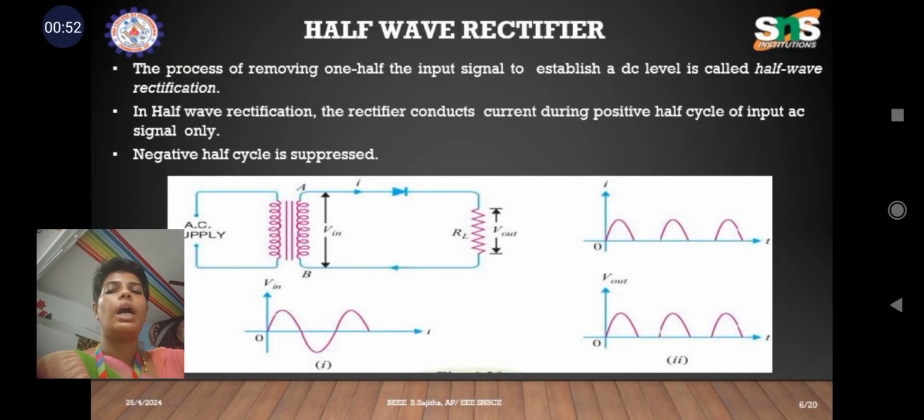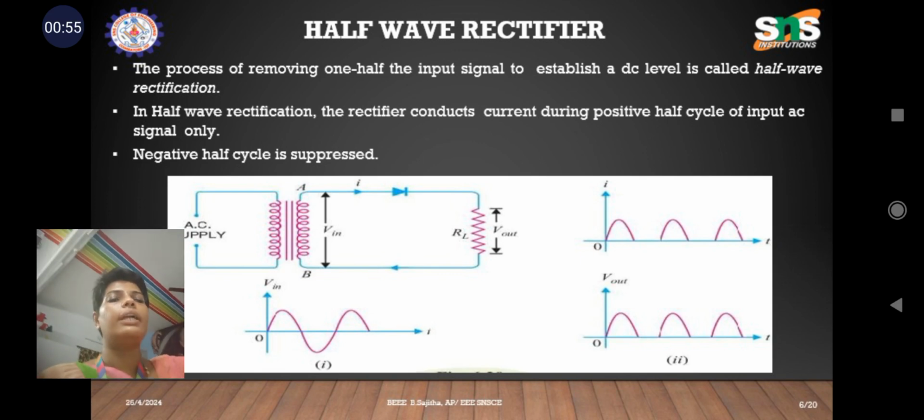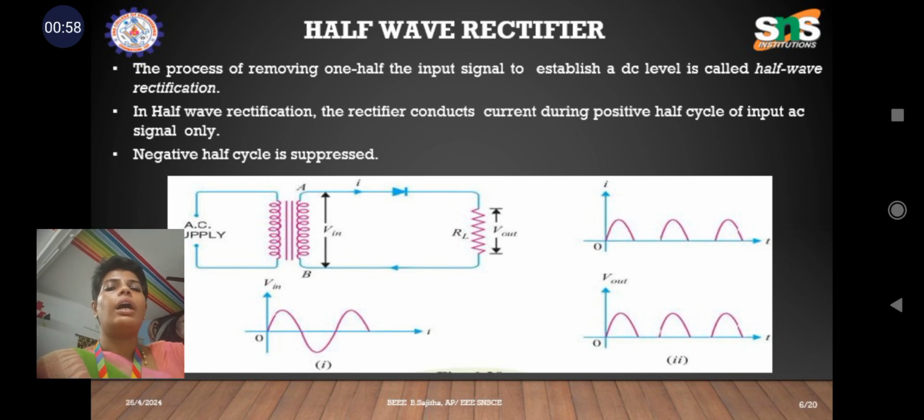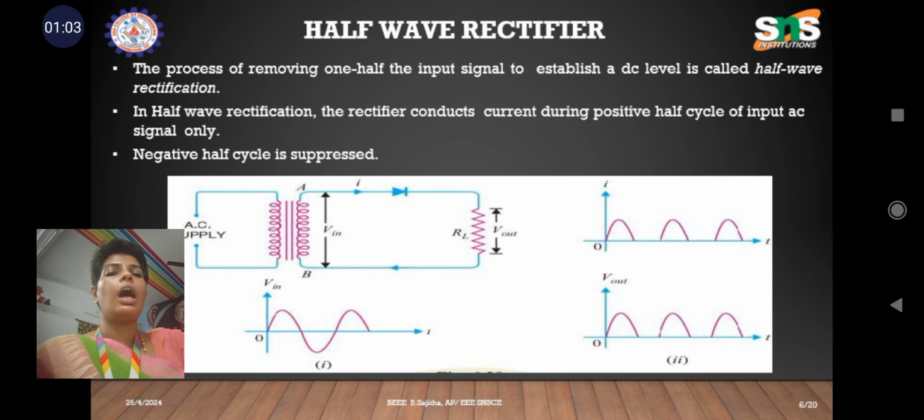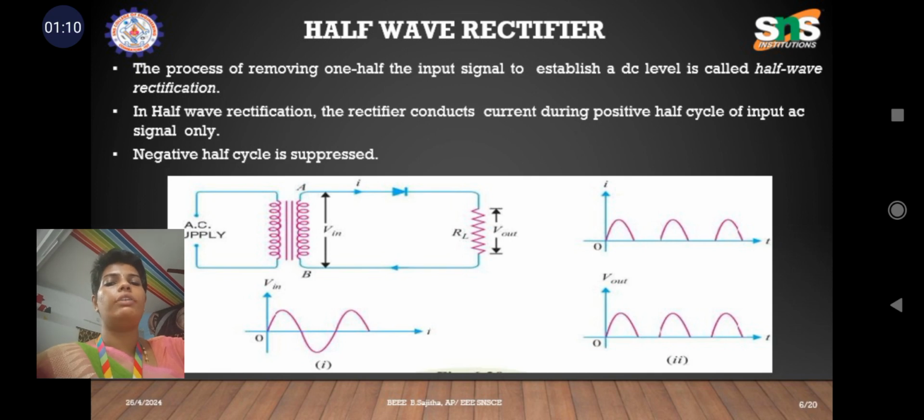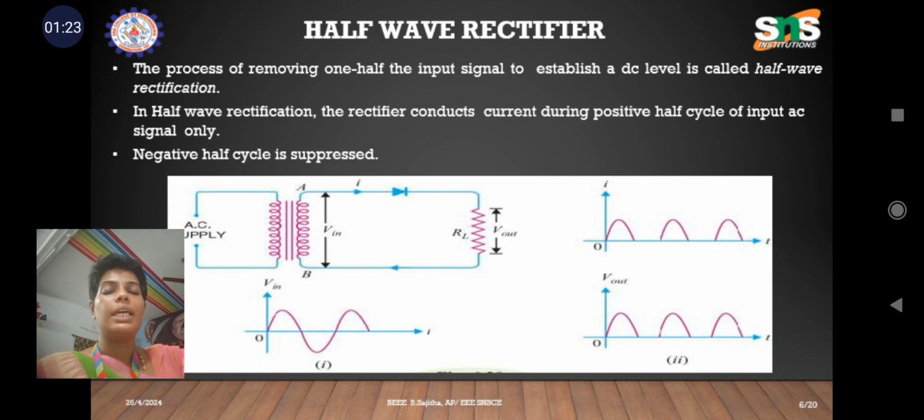Coming to the half wave rectifier, it is nothing but the process of removing one half of the input signal to establish a DC level, and this is called half wave rectification. In half wave rectification, the rectifier conducts current during the positive half cycle of the input AC signal alone, whereas the negative half cycle is completely suppressed. You can see the circuit which is represented.